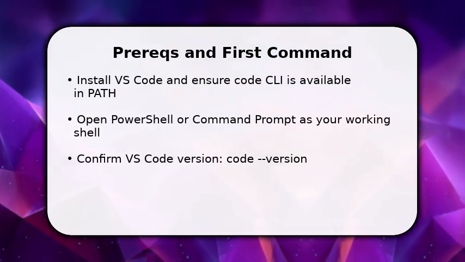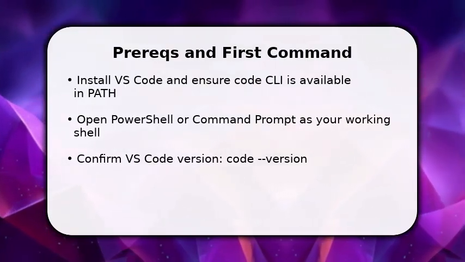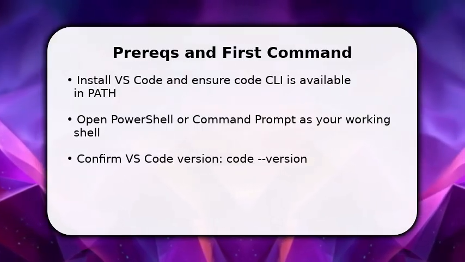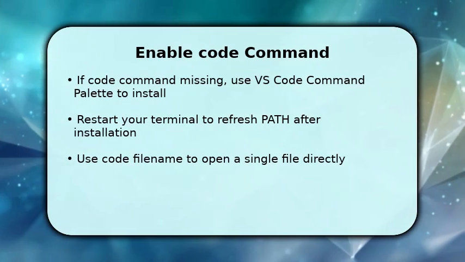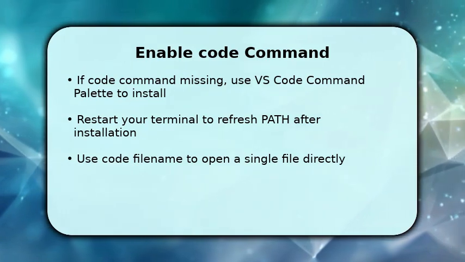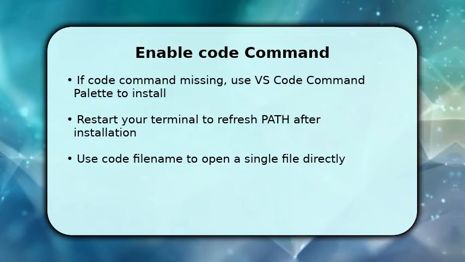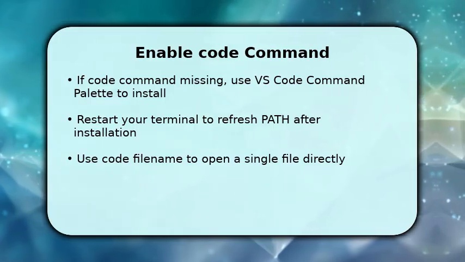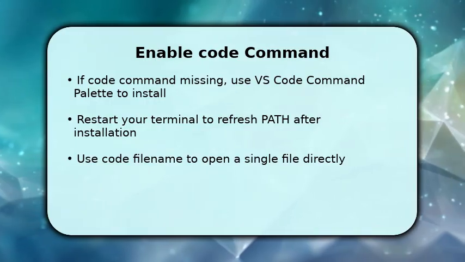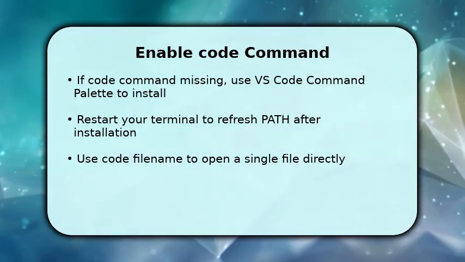This launches the editor with the current directory loaded, letting you edit files, use the integrated terminal, and access extensions immediately. If typing code returns an error, open VS Code normally, press Ctrl+Shift+P to open the command palette, then run Shell Command: Install 'code' command in PATH. Once done, close and reopen your terminal so PATH updates. Now you can run code.